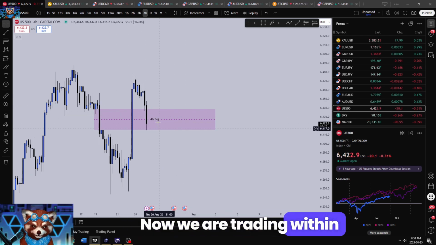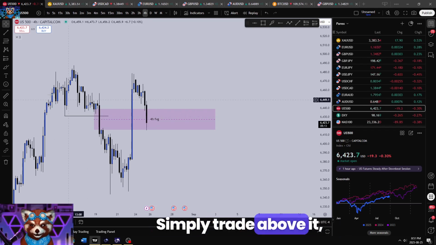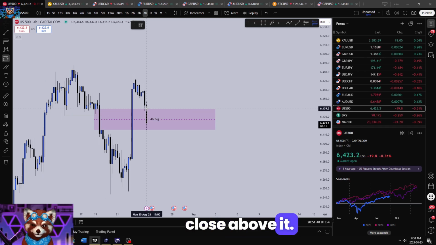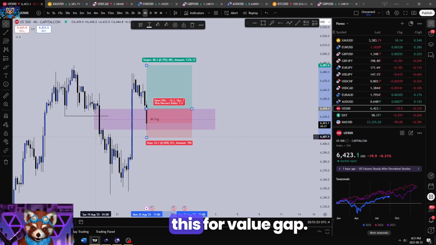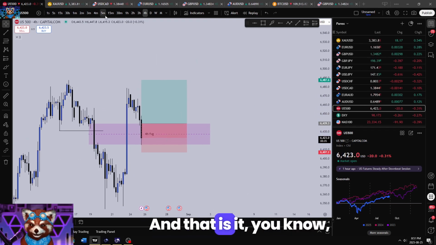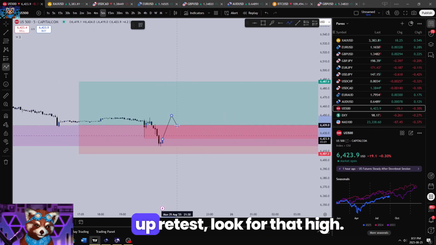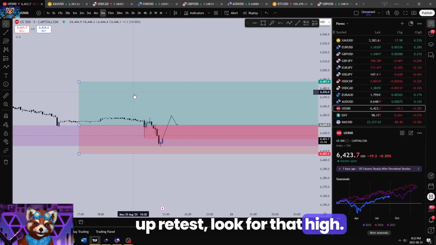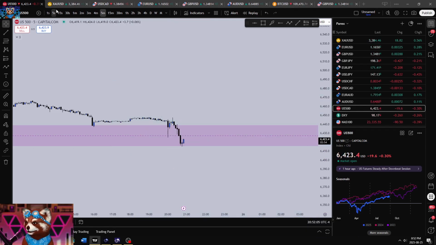Now we are trading within this 4-hour fair value gap. So what do I want to see? Simply trade above it, close above it, look for a long, target all-time highs, stops below this fair value gap, and that is it. Up, retest, look for that high. Simple. Very simple trade idea.